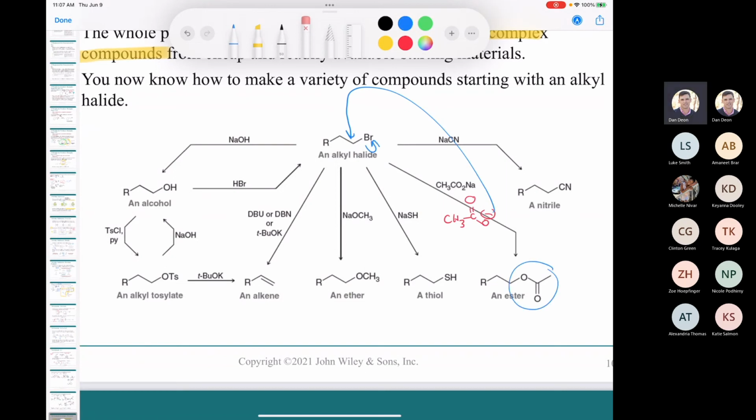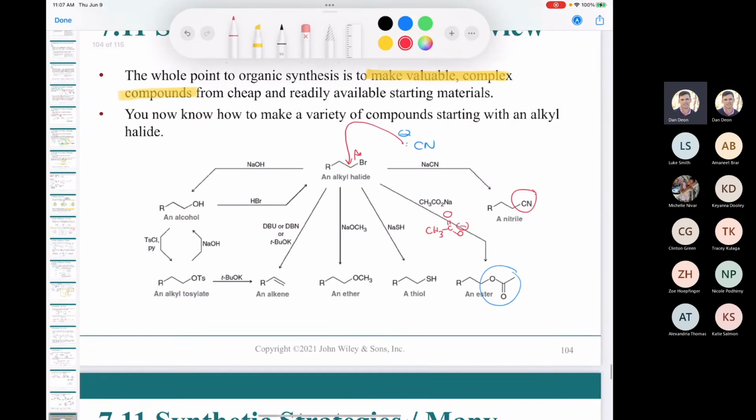And then you could also use cyanide, and I'll draw the cyanide ion out for you. Cyanide is also a good nucleophile, and that could do an Sn2. I'll fix my arrow here. That could do an Sn2 to make a nitrile. So now we've got a whole bunch of ways to make different functional groups.